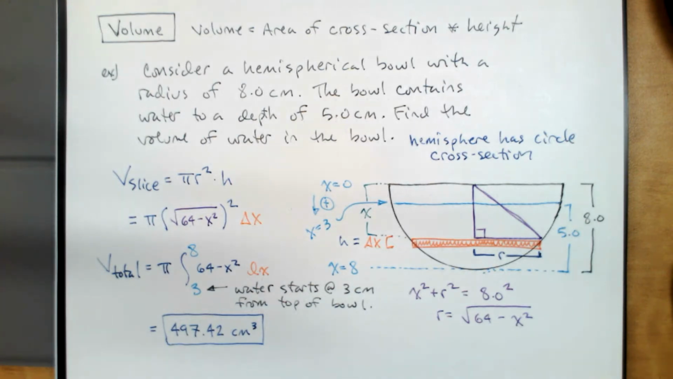But if you're going to be an engineer about things, then it's 497.42. That's 5 significant figures, as specified by the client. Any questions?